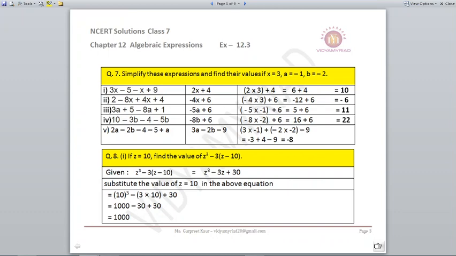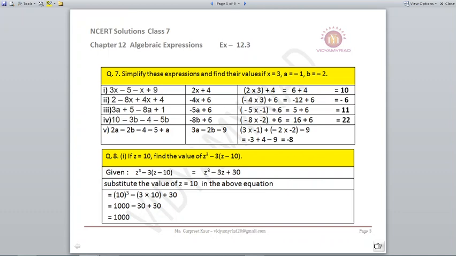Next, 2 minus 8x plus 4x plus 4. So first minus 8x plus 4x gives you minus 4x and 2 plus 4 is 6. So minus 4 into 3 is minus 12. Minus 12 plus 6 gives you minus 6 as your final answer.